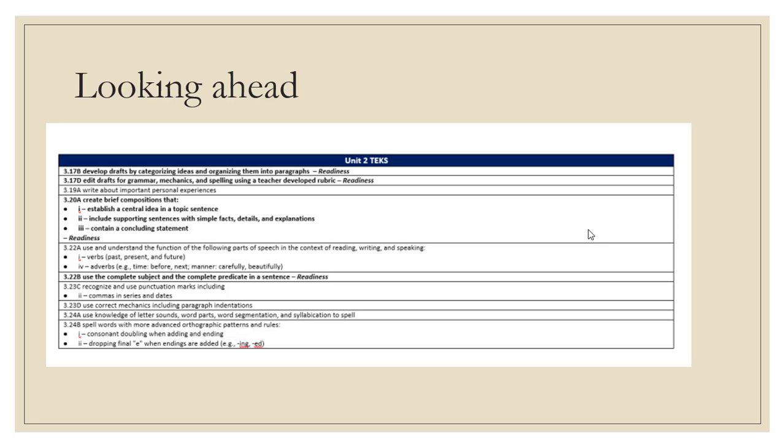We're going to continue with verbs and adverbs, which will be more of a review for our scholars, and using mechanics with indentations, knowledge of letter sounds, word parts, segmentation, syllabication, and so on. So a lot of our TEKs, as you can see, definitely spiral, and that's really how all of the units are for writing. We start off with TEKs. We may add some grammar TEKs here and there, but otherwise the writing TEKs will continue to spiral. So just keep that in mind as we're moving on.